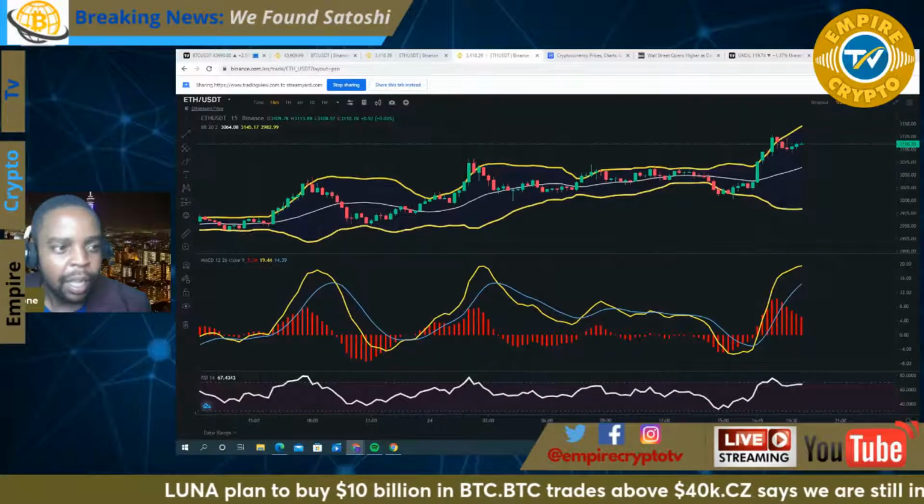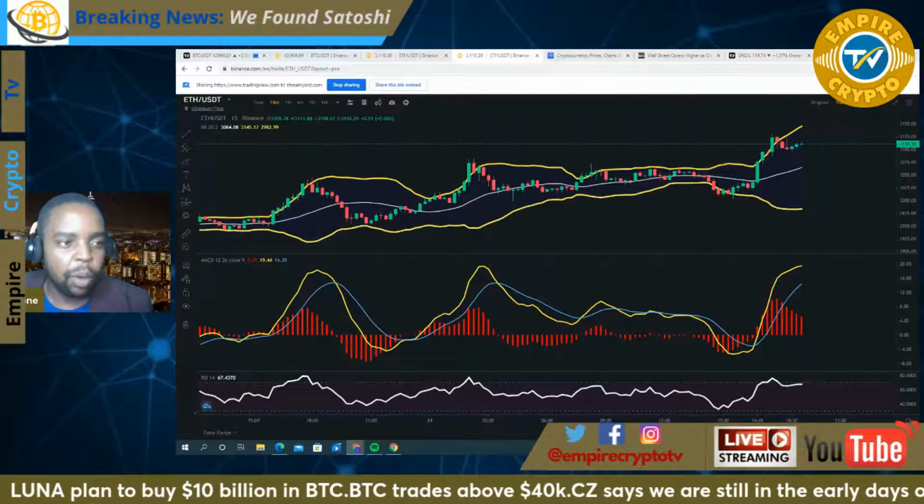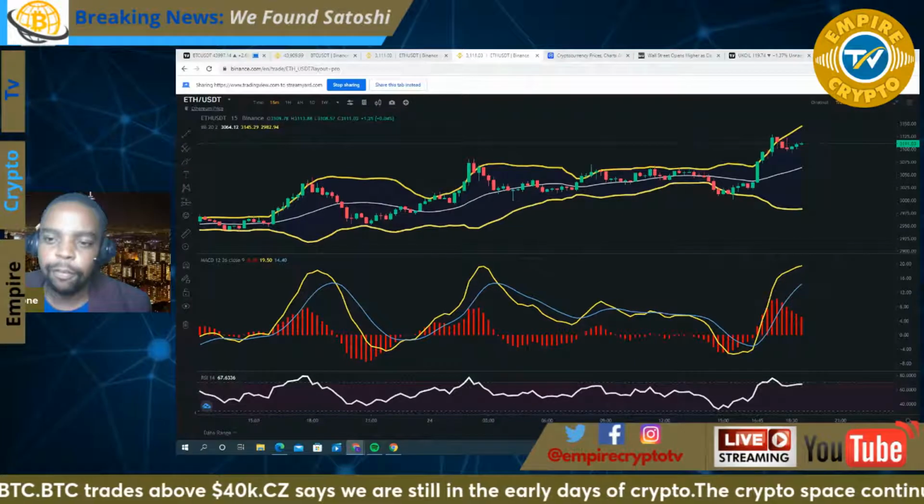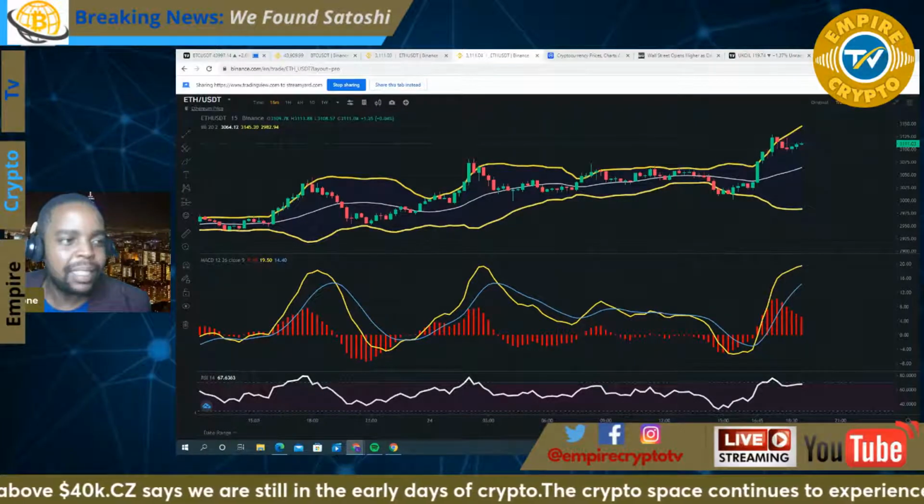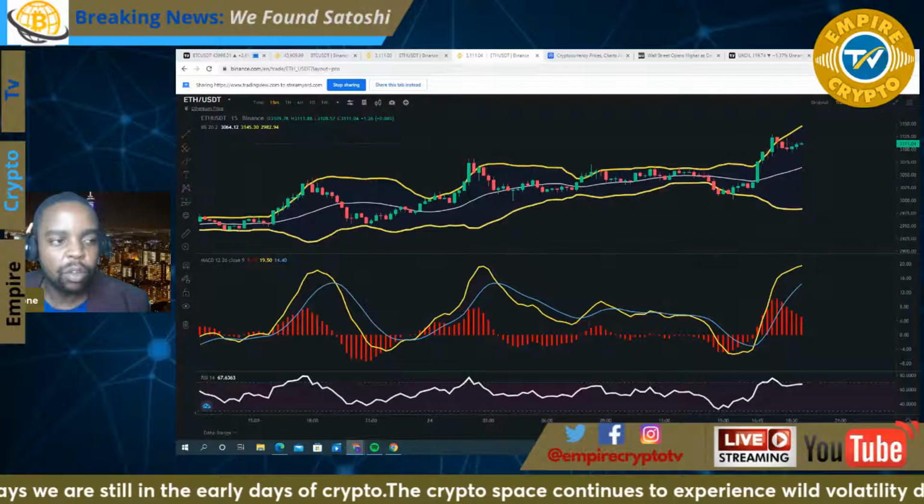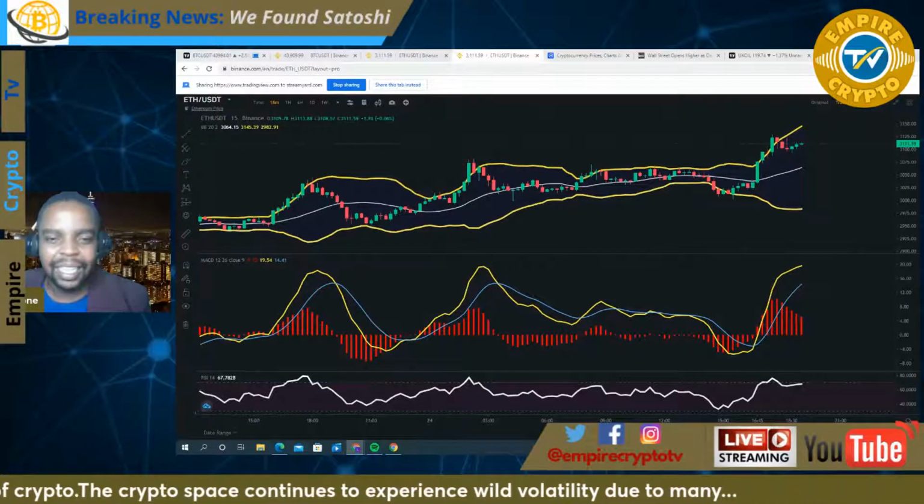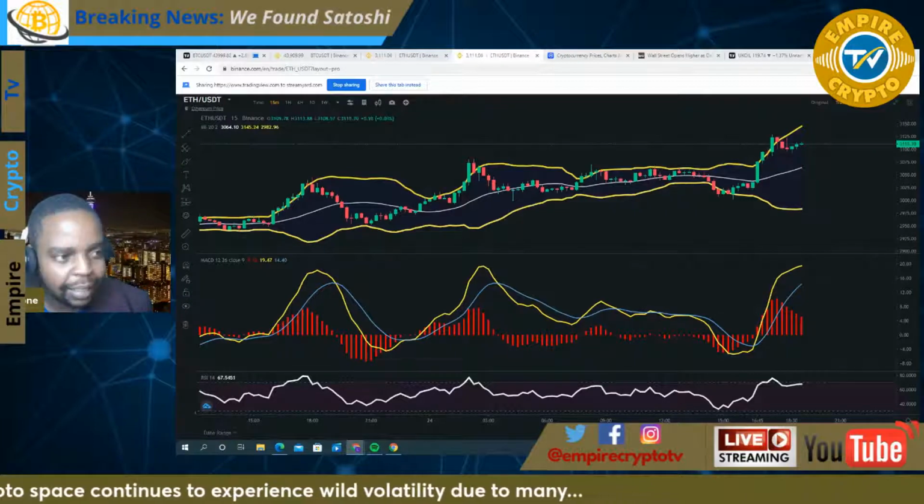First, on top, you have the Bollinger Bands. In the middle, you have your MACD, moving average convergence divergence. Then you have your RSI, relative strength index. These are the most basic indicators that are common.